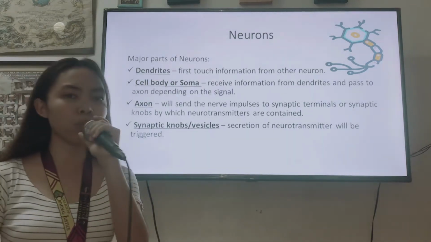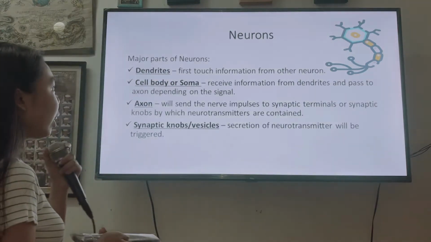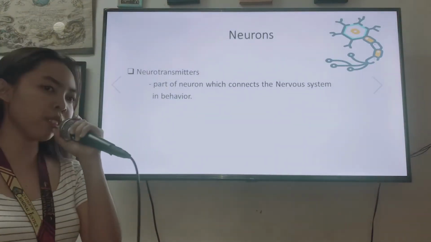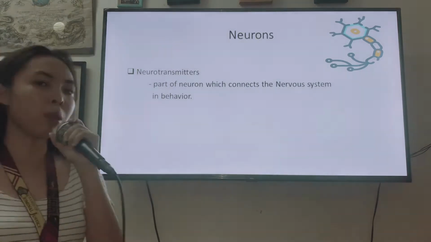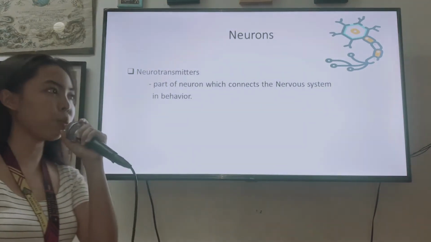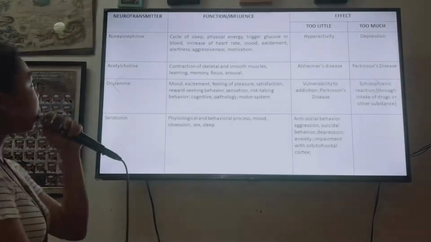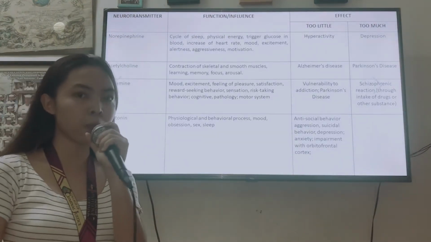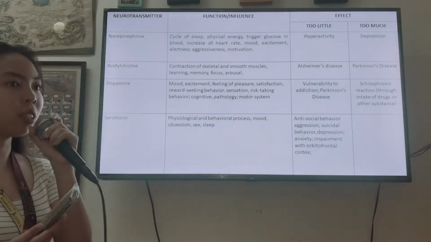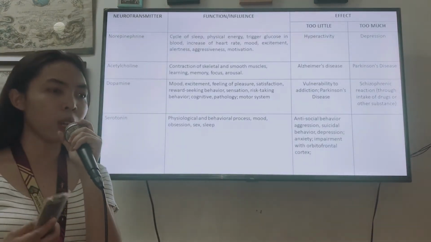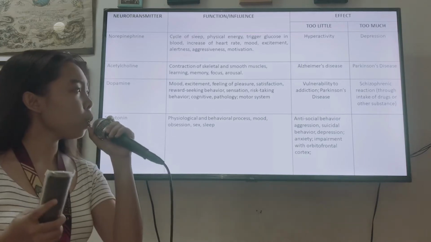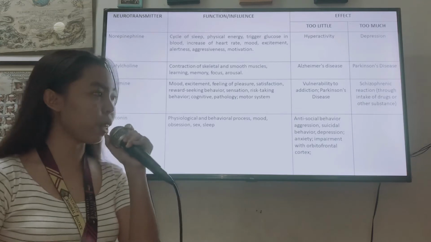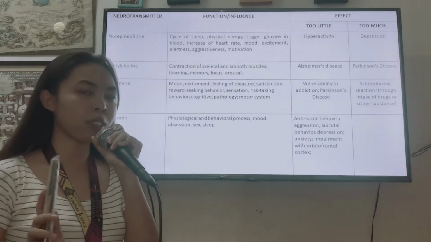So what does neurotransmitter mean? It is a part of the neuron which connects the nervous system in behavior. So we have here some examples of neurotransmitters. First is the norepinephrine, or we could say it is a stress hormone. If it's too little, we are hyperactive, or too active. If it's too much, it causes us depression because it is what we call the stress hormone.